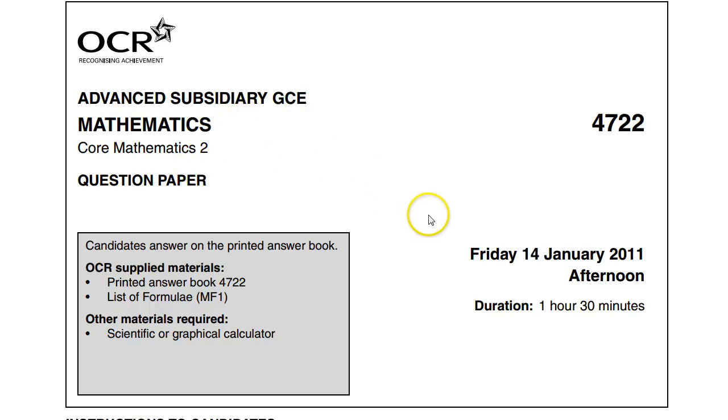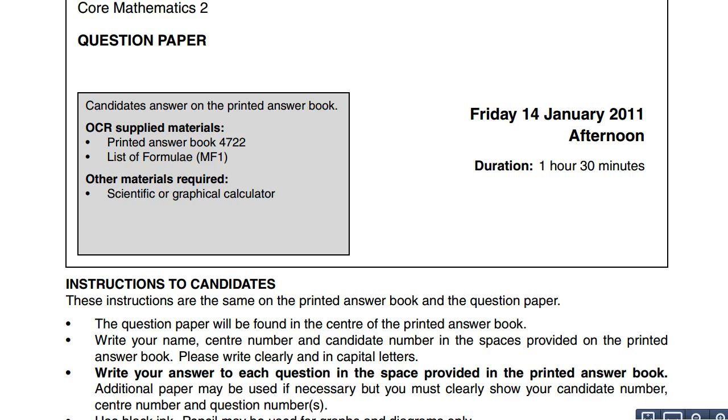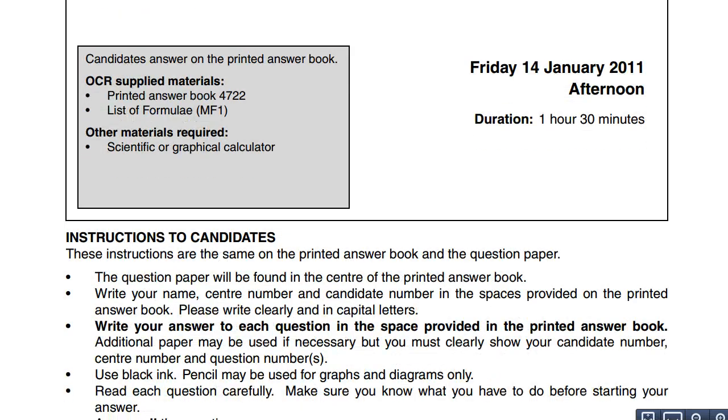Okay then guys, just a little overview of this paper before we go through it question by question. This is the January 2011 C2 OCR examination paper. It's 90 minutes long, or 1 hour 30. And let's just skim through the paper and try and simulate what you would do before you start an examination.